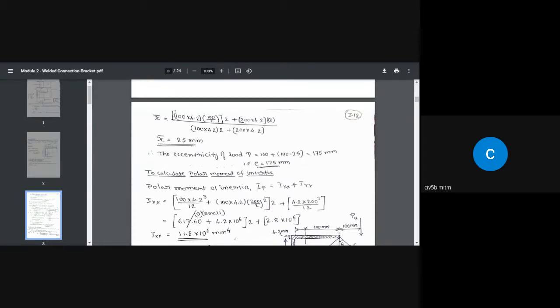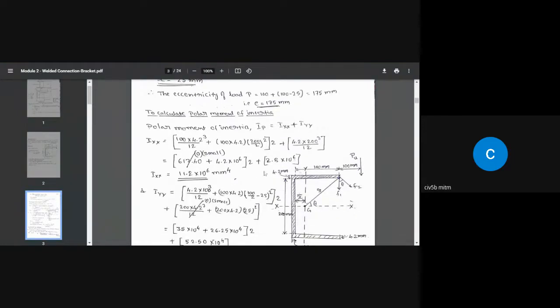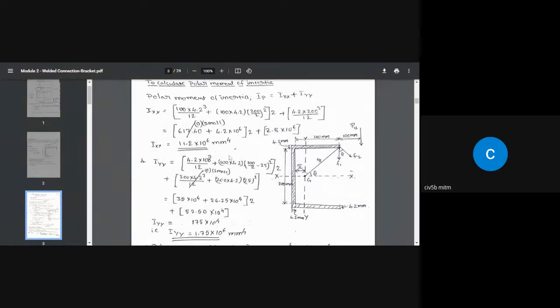Next, we need to find the polar moment of inertia. We know the polar moment of inertia I_P equals the moment of inertia of the weld area about the x-axis plus the moment of inertia of the weld area about the y-axis. For this, we need to apply the parallel axis theorem. Let us find the moment of inertia of this welded area about the x-axis.